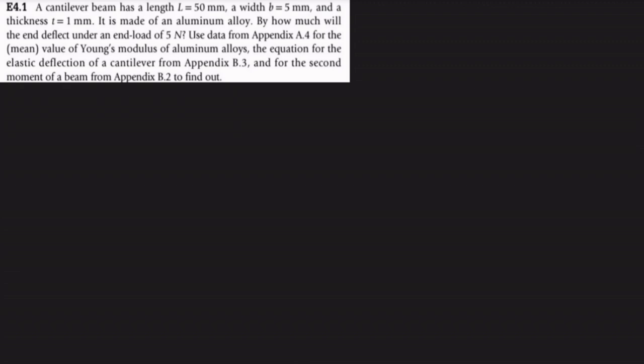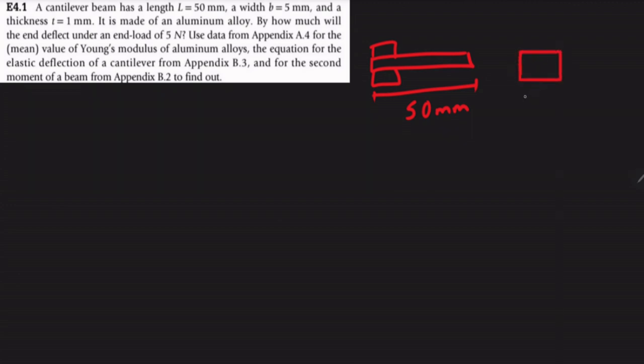So looking at this question here, we see that it says that a cantilever beam has a length of what? 50 millimeters. So we can draw a cantilever just to make sure you can visualize it. So a cantilever has a length of what? 50 millimeters. And it has a width of B equals 5 millimeters and a thickness of 1 millimeter. So let's visualize the cross-sectional area like this, of 5 millimeter breadth and 1 millimeter thickness. It is made of an aluminum alloy.